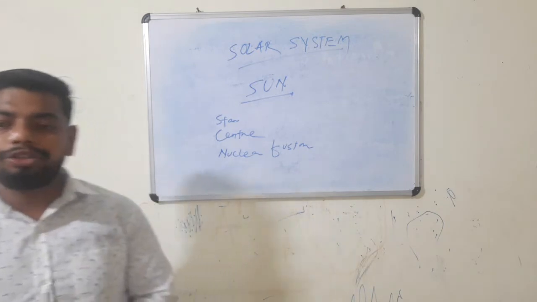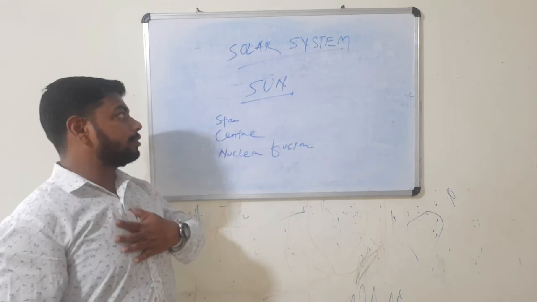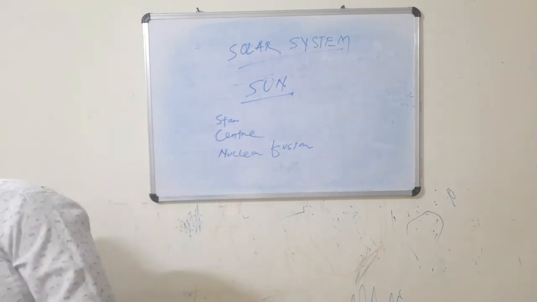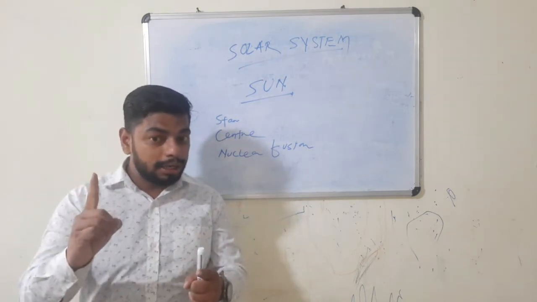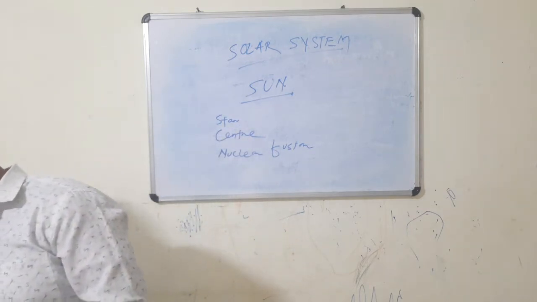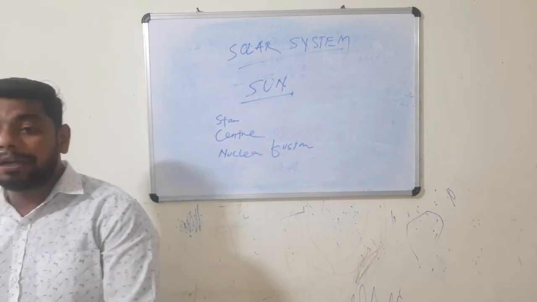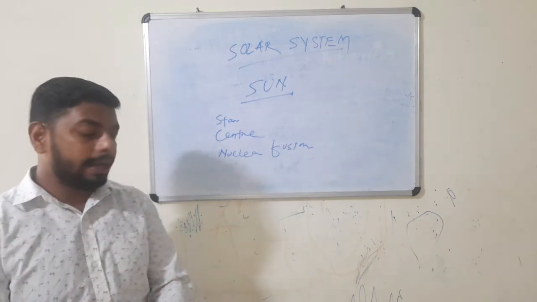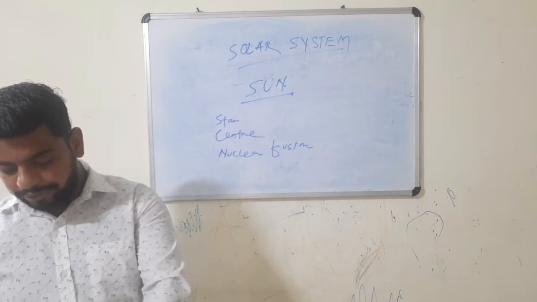There are a large number of stars, and the nearest star to us is the sun. It is the only star in our solar system, and it is located at the center of our solar system. Please note it first.